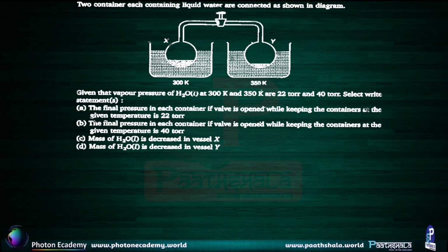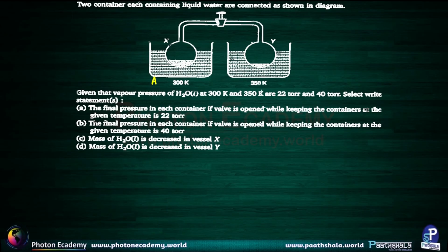Two containers each containing liquid water are connected as shown in the diagram. Given that the vapor pressure of hydrogen and oxygen combination, that is water, at 300 Kelvin and 350 Kelvin are 22 torr and 40 torr, select the correct statements.